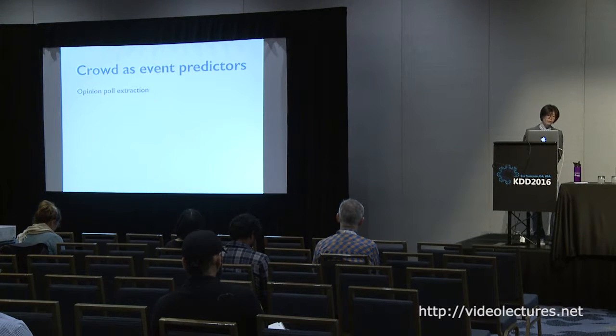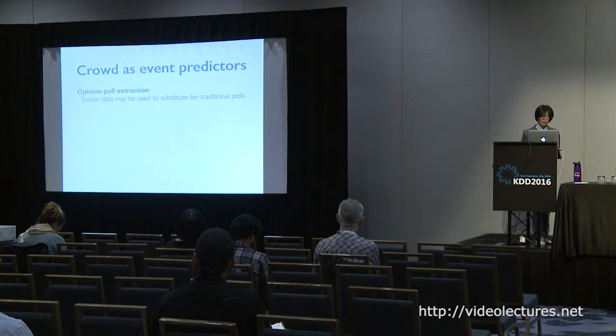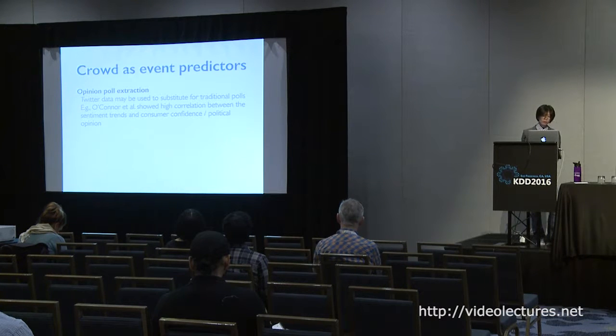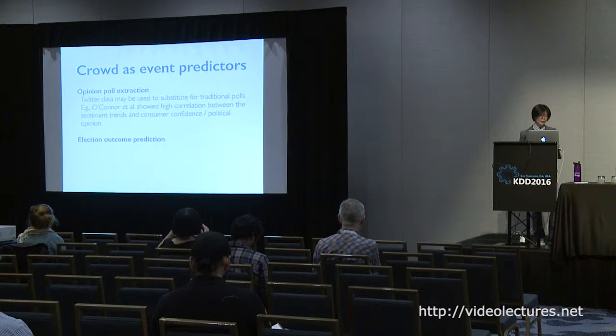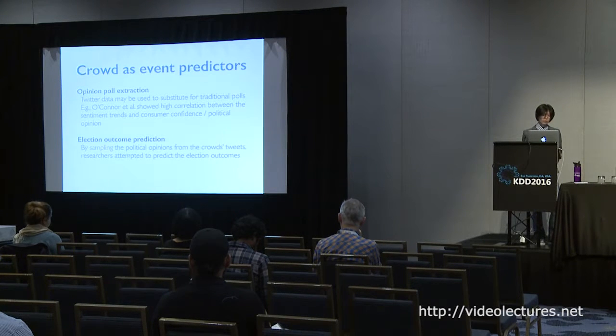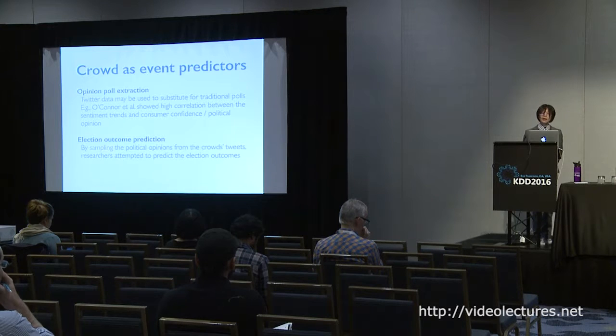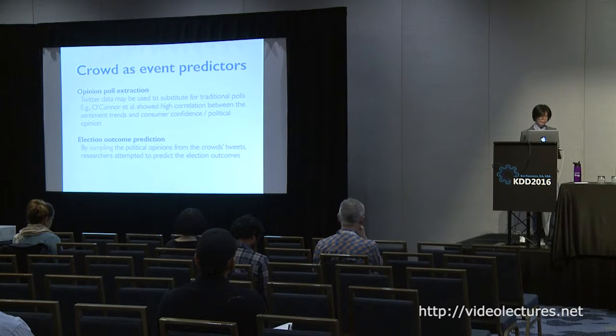The first is opinion poll extraction. These researchers try to use Twitter data to substitute for traditional polls. For example, O'Connor has shown that there is a high correlation between the sentiment trends extracted from tweets and consumer confidence indicators of political opinion. And the second, the most important topic, is election outcome prediction. This research has been done by sampling the political opinions from the crowd's tweets, and they try to predict the election outcome by identifying fair samples from the tweet crowds.